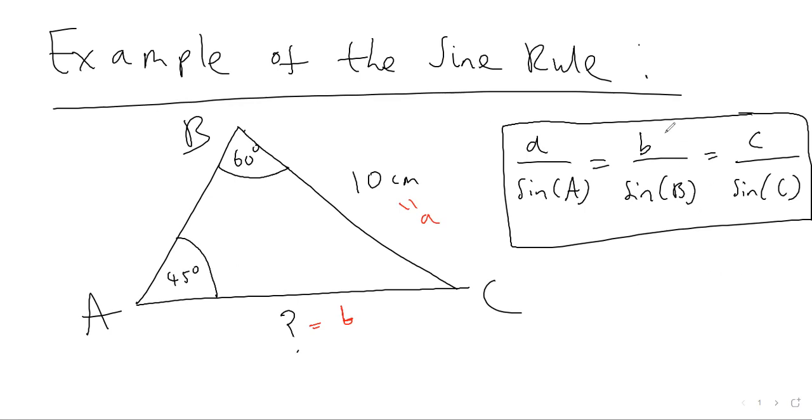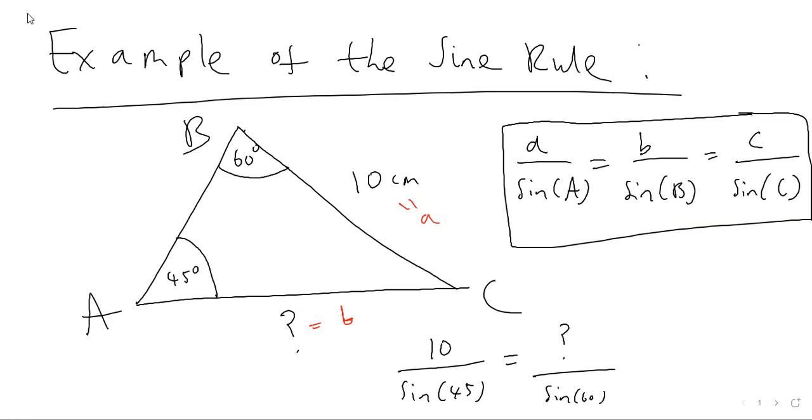We could actually use the sine rule. We can use this part of the sine rule here. We only need to use one part of the sine rule. We don't need to use the triple equation. We can just use one equation from that triple equation. So what we can say using the sine rule is that 10 divided by sine of the opposite side, so sine of 45, is equal to the question mark that we don't know, divided by sine of 60.